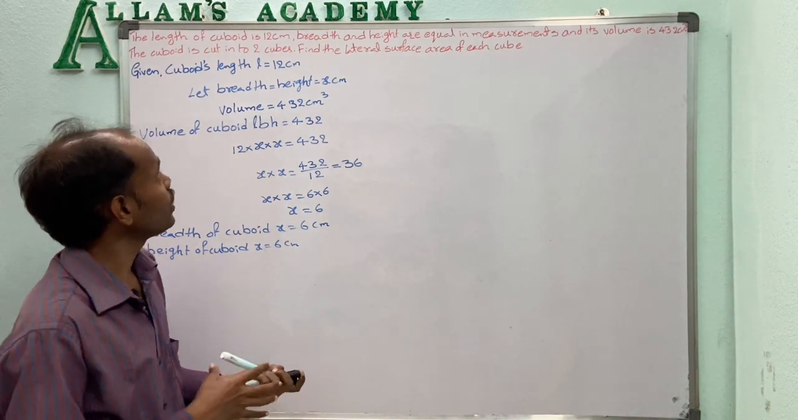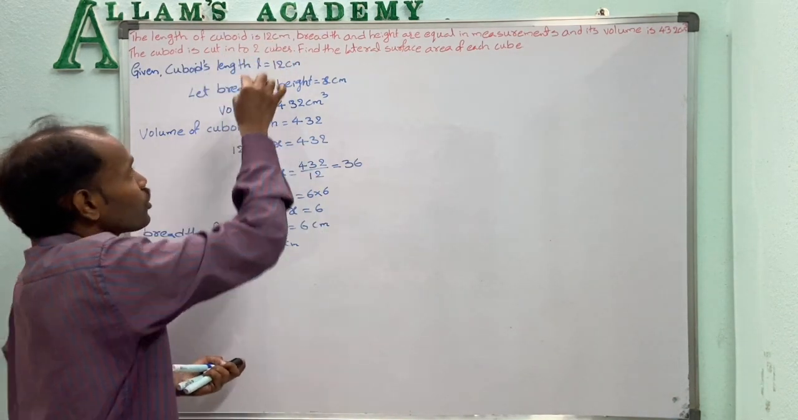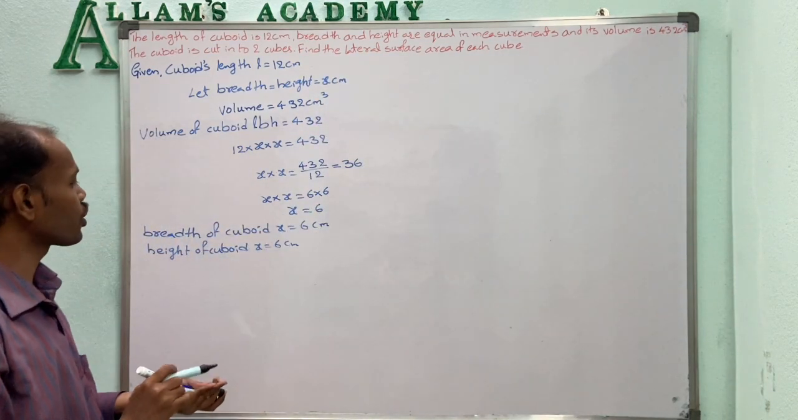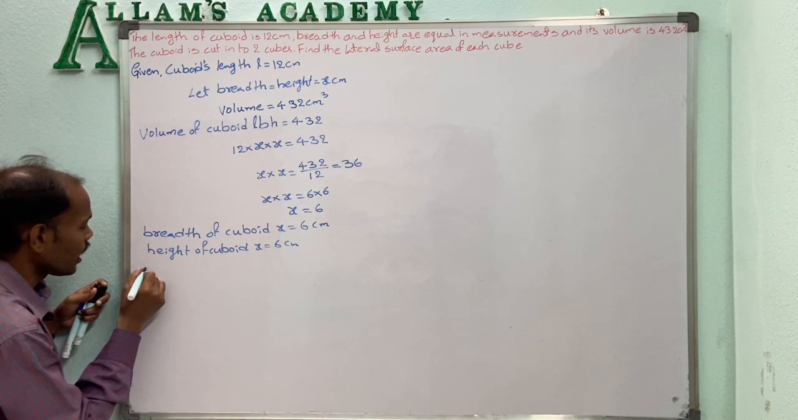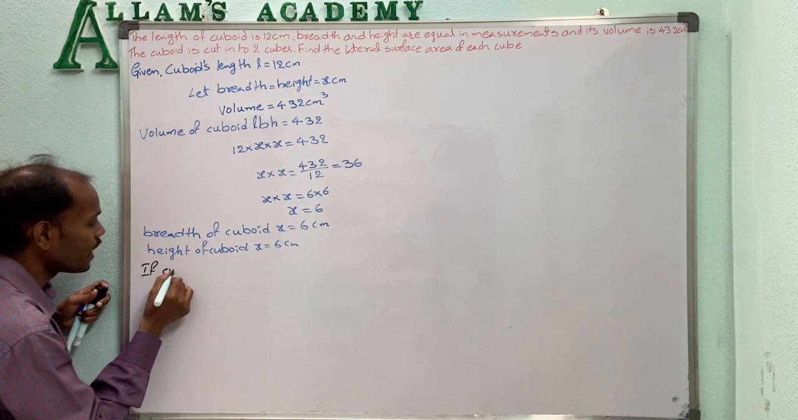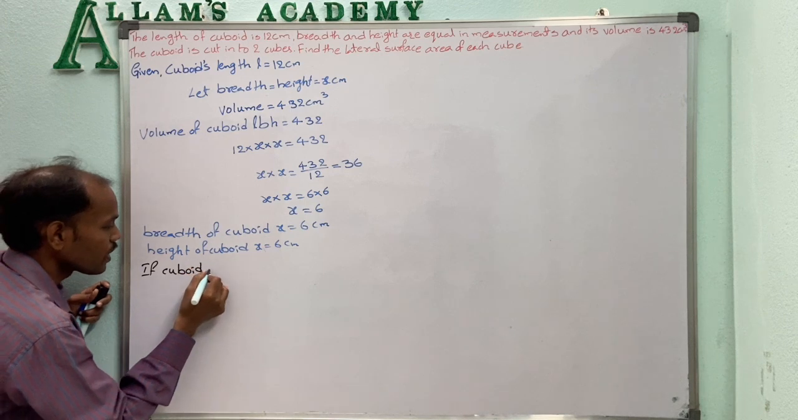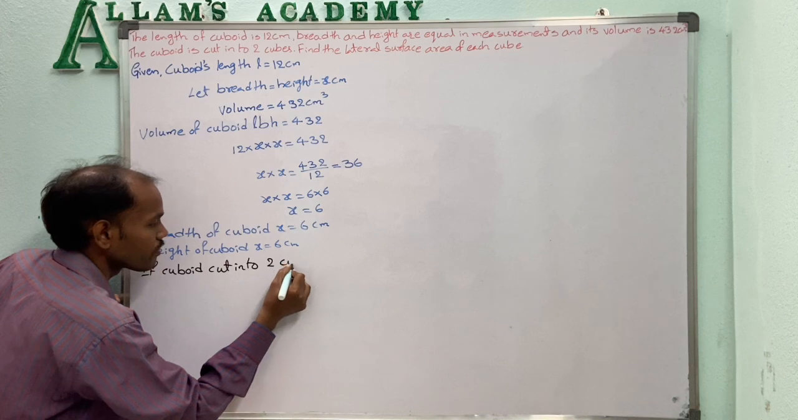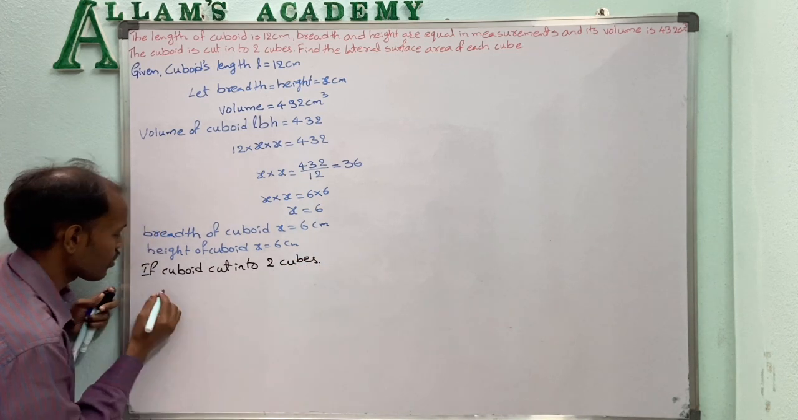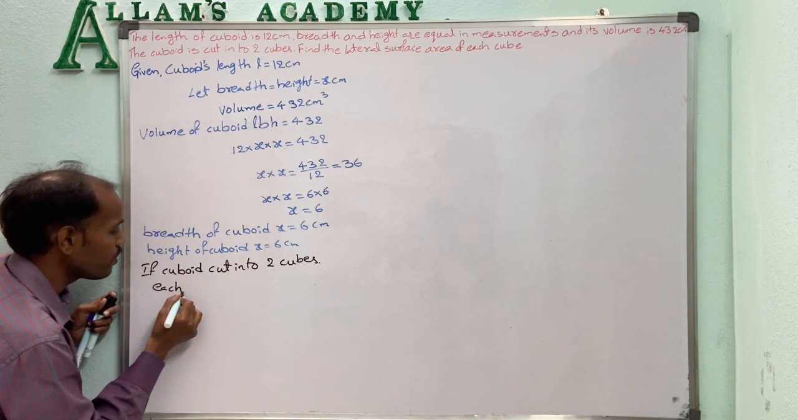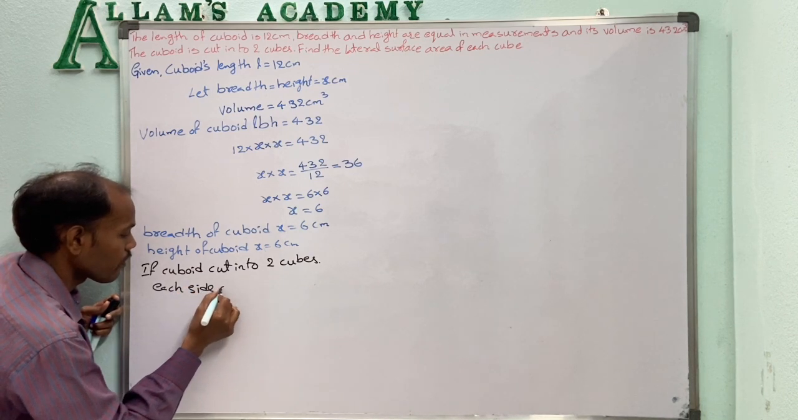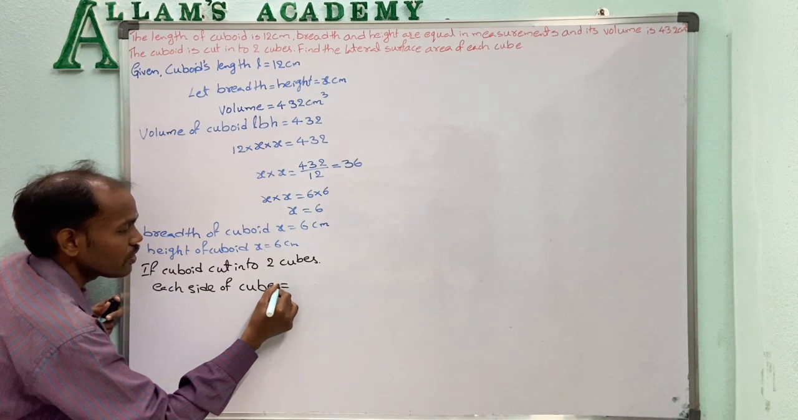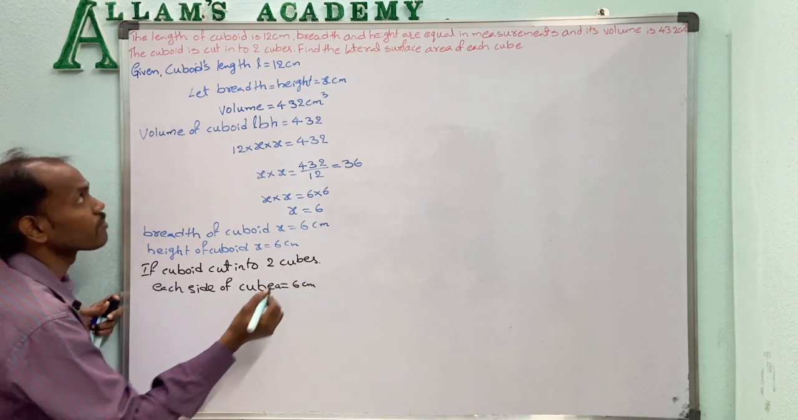Now we are asked, this cuboid is cut into two cubes. Find the lateral surface area of each cube. So if the cuboid is cut into two cubes, each side of the cube is equal to 6 centimeters only.